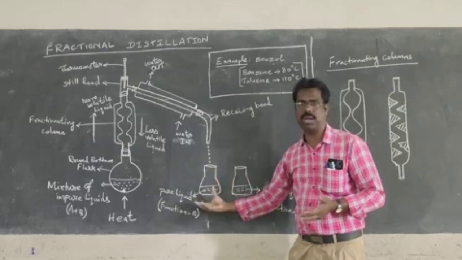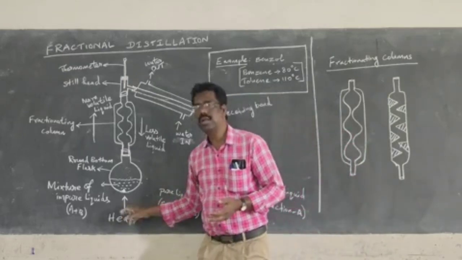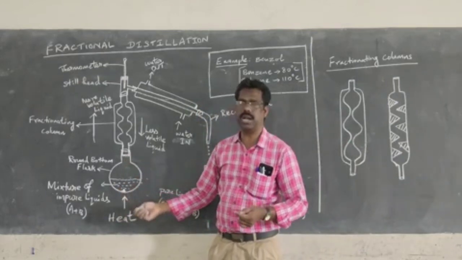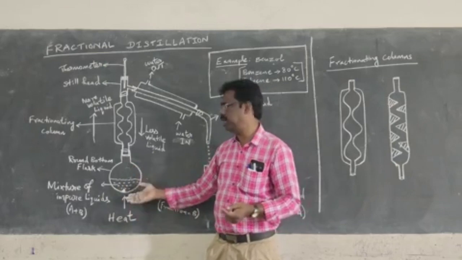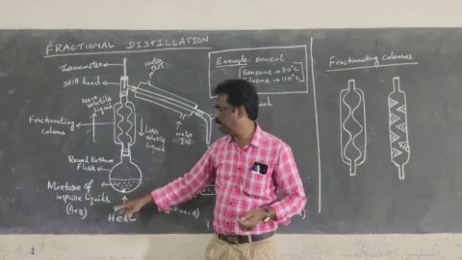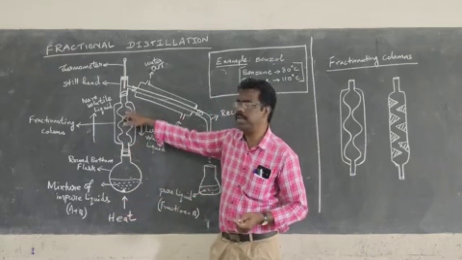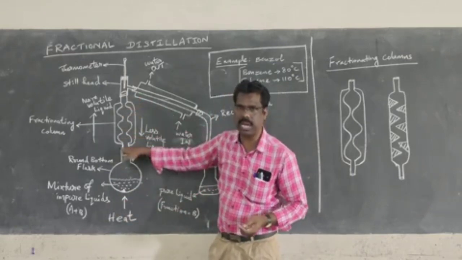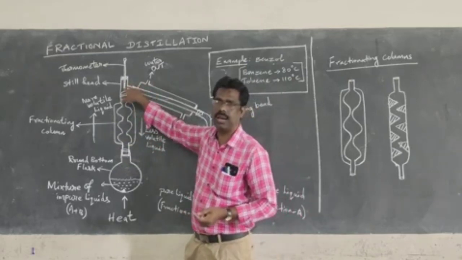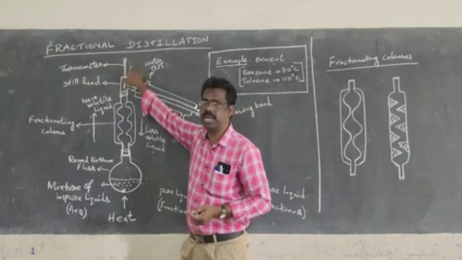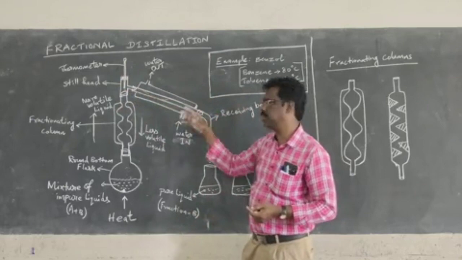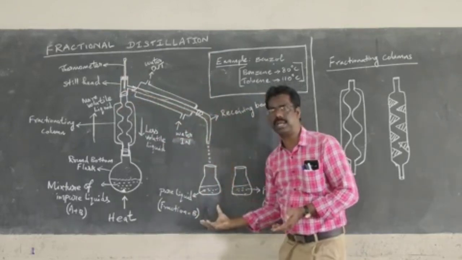So here the second conical flask has to be kept, and the temperature has to be increased. Now we have to keep the temperature more than 110 or 120 degrees. At that time, only toluene gets evaporated. Because of more heating, this toluene will not get condensed in this fractionating column, and it will pass through this thermometer and still head. At that time the temperature will show 110 degrees. Now toluene vapors come to this condenser and get condensed, and are collected through this receiving bed.